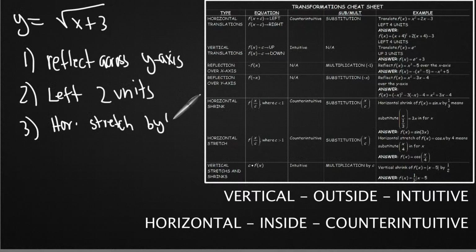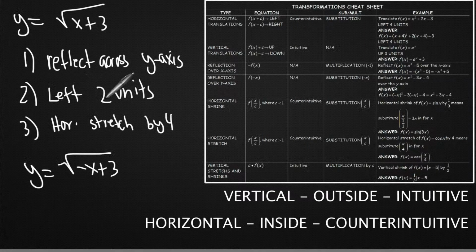by 4. Okay, so reflecting across the y-axis is horizontal movement, so it's going to be a substitution. So it's going to be substituting negative x in place of x. So the first step is going to look like this.